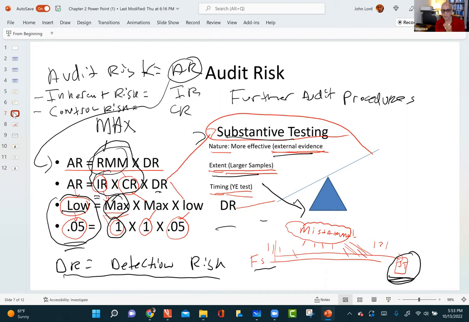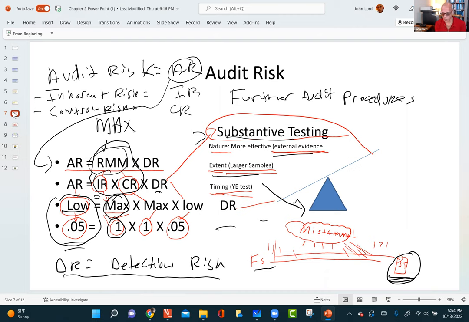So to keep that chance low, since I've assessed the risk of material misstatement at the maximum, to lower my audit risk, I have to lower my detection risk. And the way I lower my detection risk is through my substantive procedures. So I put my substantive procedures up here. And by that, again, meaning nature, extent, timing. Nature, I'm going to use external evidence instead of internal evidence; extent, larger sample sizes; timing, I'm going to probably do year-end testing.